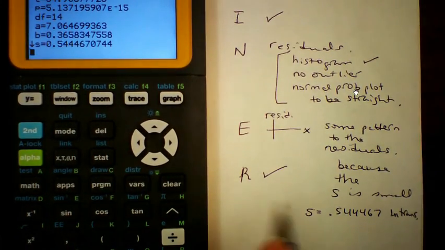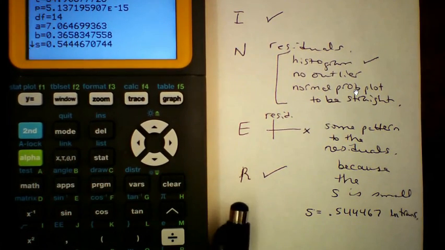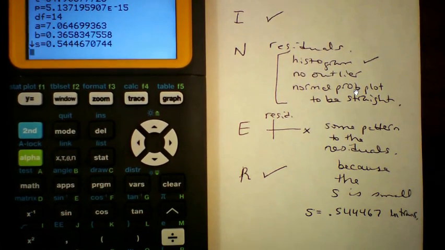So that's basically my thoughts on there, is that I probably would use the model for especially those lower years, but I would not use this model for extrapolation.